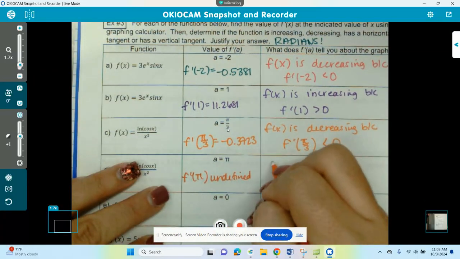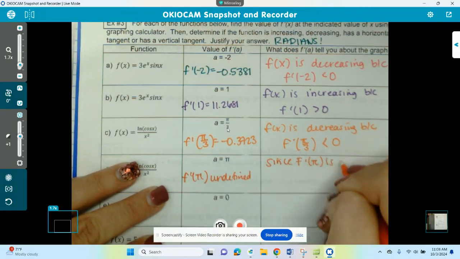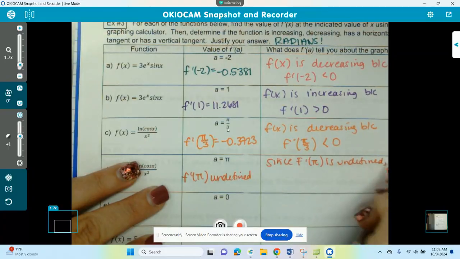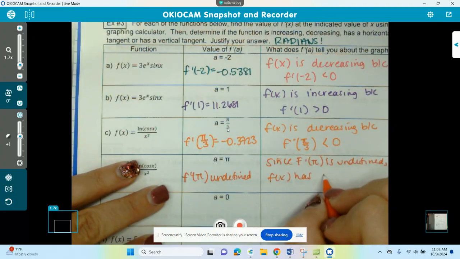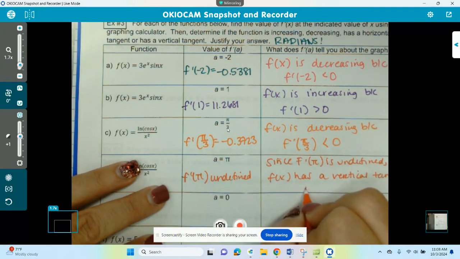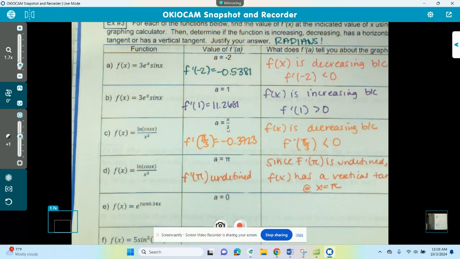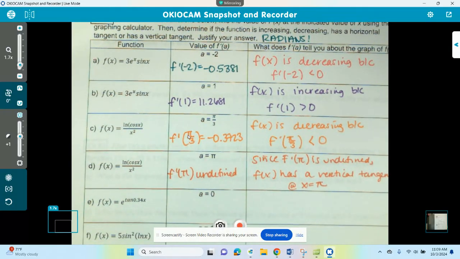Okay, so since f prime of pi is undefined, f of x has a vertical tangent at x equals pi. All right, so take a second and go ahead and do E.